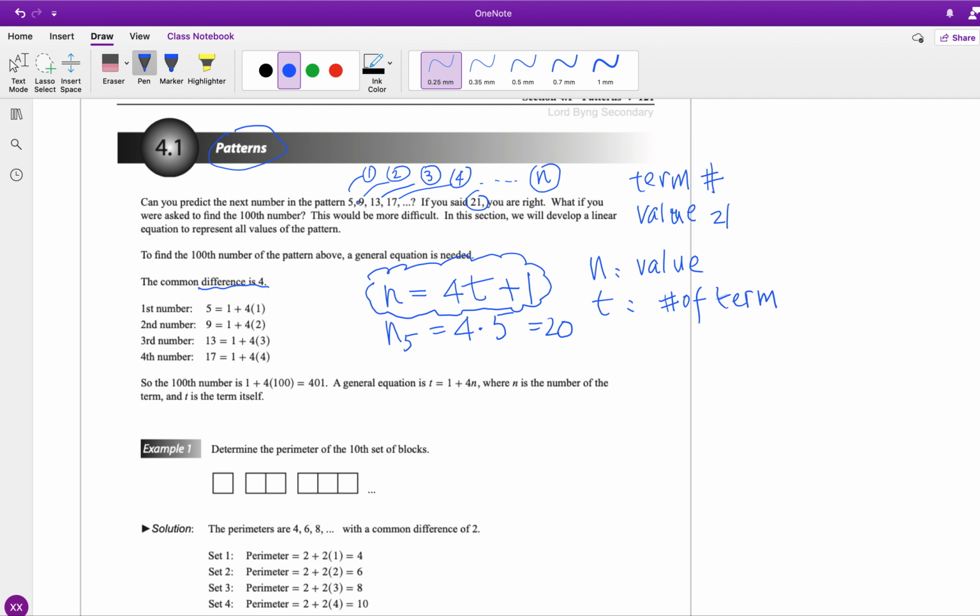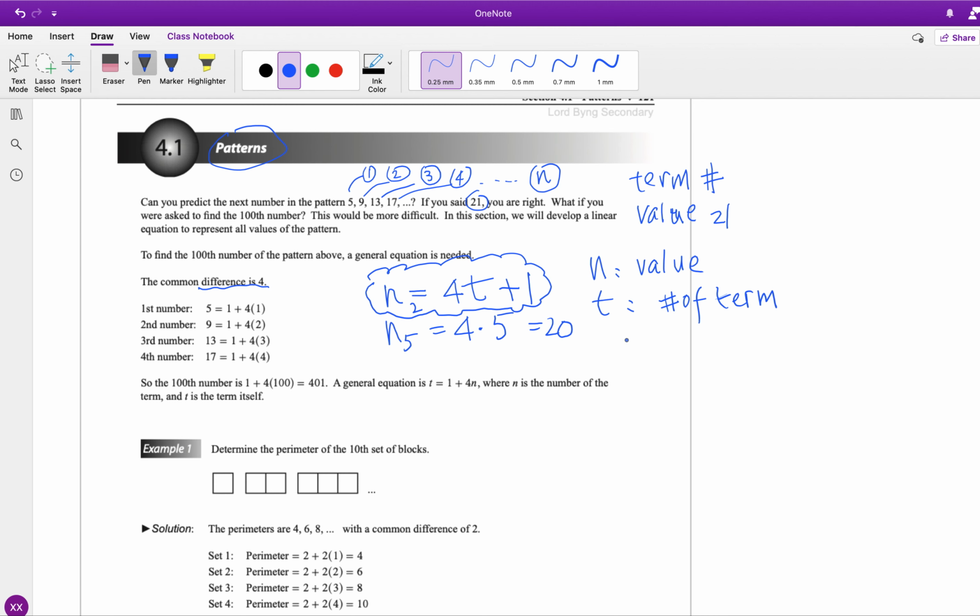Now take a look at this. The second term will be n2. The term number will be 2. 2 multiplied by 4 is 8. 8 plus 1 is 9. You go on and on and on, you can always be right.